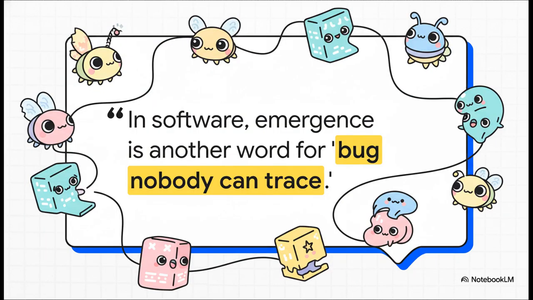Now, in physics, this is fascinating stuff, but in software engineering, it's downright terrifying. An emergent property in software is basically a bug that nobody designed, nobody planned, and nobody can trace back to a single cause. It just appears out of the complex soup of all the interacting pieces.